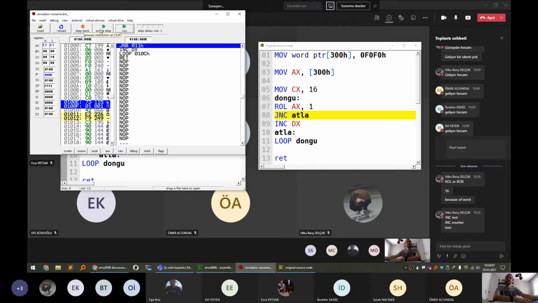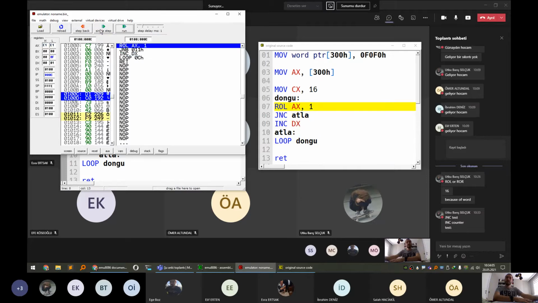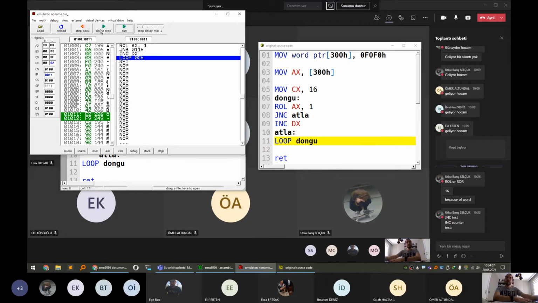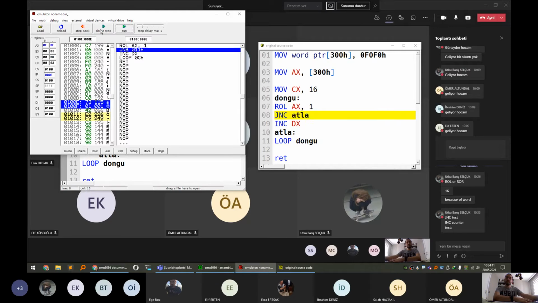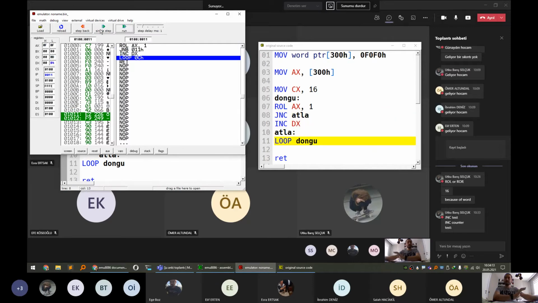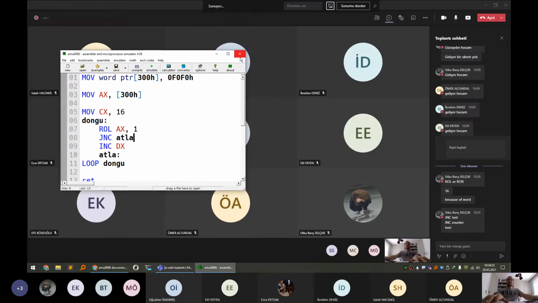For the first one, it didn't jump. For the second one, it didn't jump. For the third one, it didn't jump. For the fourth one, it didn't jump. But the fifth bit is 1. It will jump, not increased. Yeah, this will be the more appropriate one.